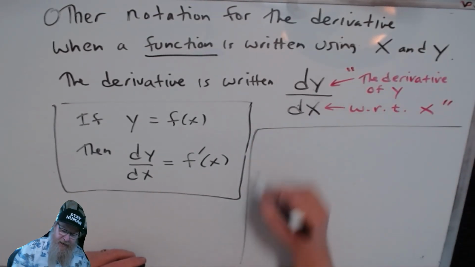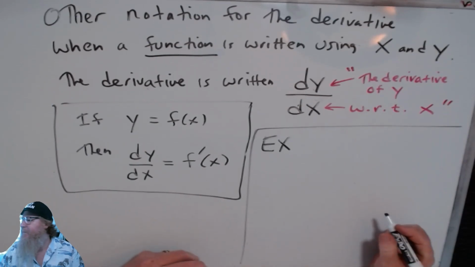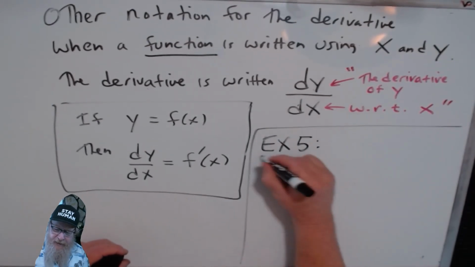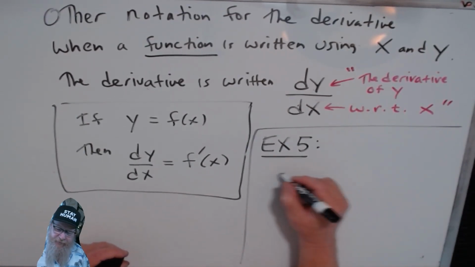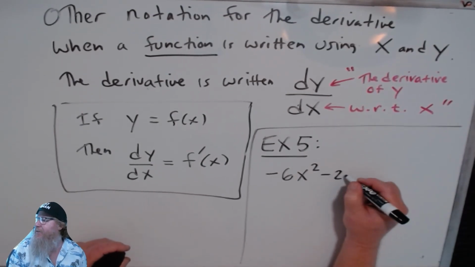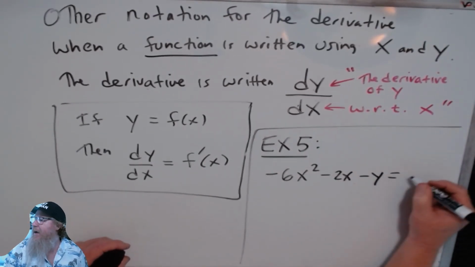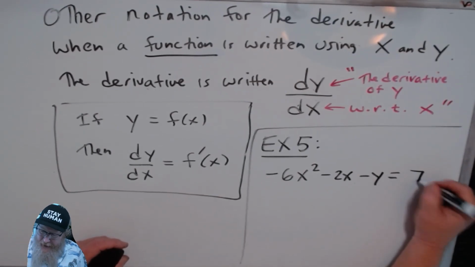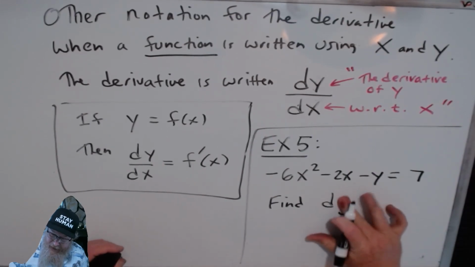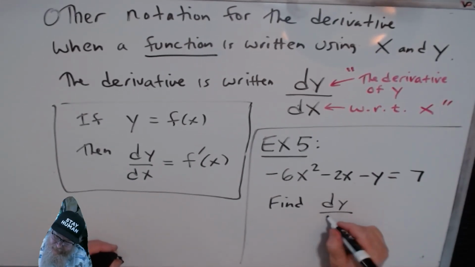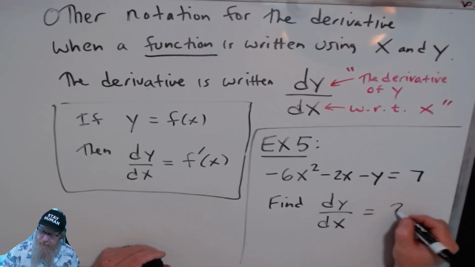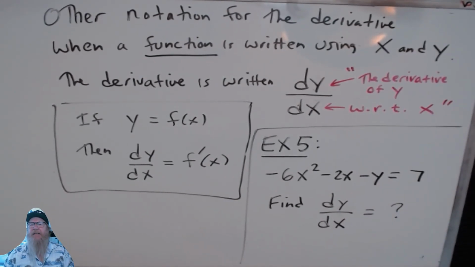Okay, so let's do an example. I don't know, what am I up to? I haven't done very many today. Example 5. Negative 6x squared minus 2x minus y equals 7. Find dy dx. So find the derivative of y with respect to x.